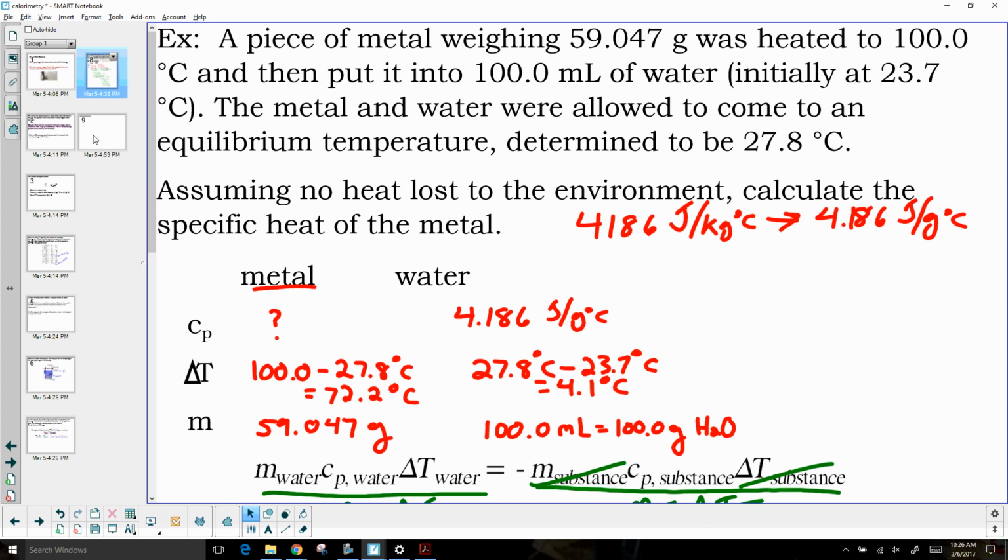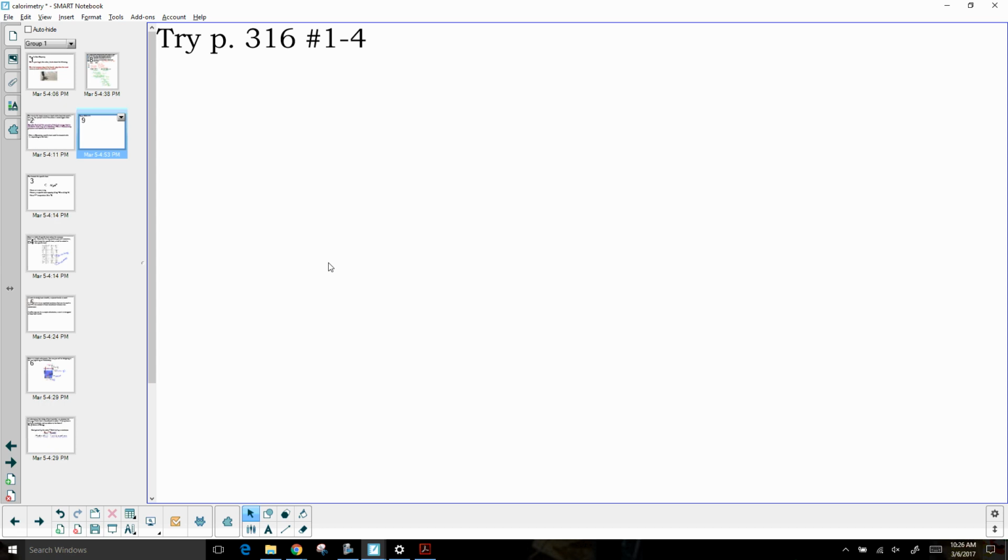So hopefully that information is going to help you and enable you to practice page 316, numbers 1 through 4. If that example that I gave you was unclear, the example on page 315 is pretty clear as well. And we are going to spend some time working through those problems tomorrow in class.